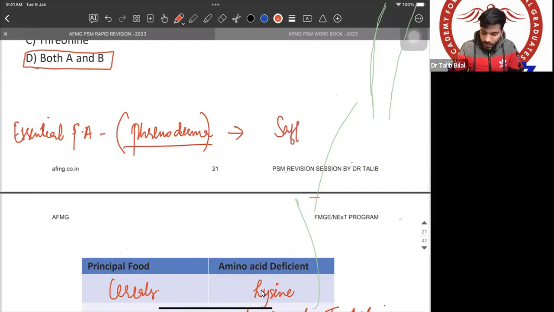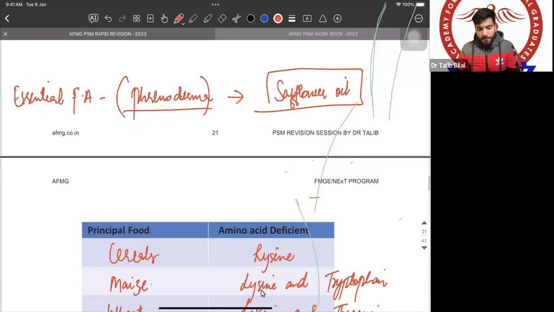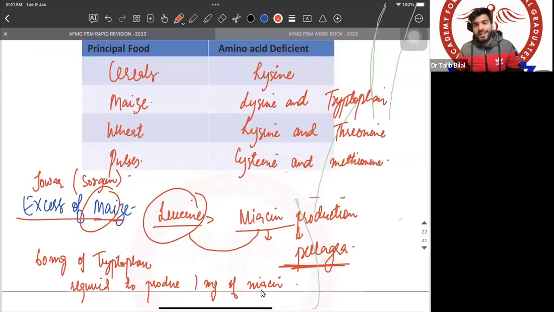You give safflower oil. What will you give, guys? Safflower oil. An image can come in exams, and they can ask the treatment. Essential fatty acids are done, and DHA. DHA is used for brain development.